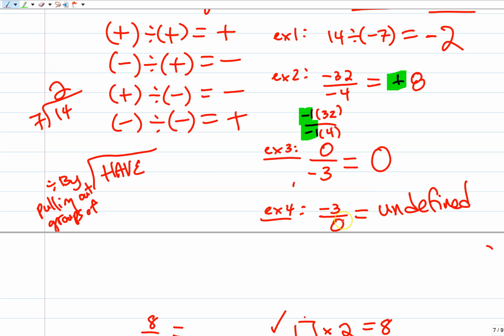Why is this one such an issue? This one says you have negative 3. How many groups of nothing do you have? What the heck does that mean, right? How do you pull out groups of nothing? I can understand having nothing, but how can you pull out groups of... See, this is craziness, right? There's a better explanation than this if you don't like what I just said. So let me show you real quick, okay?